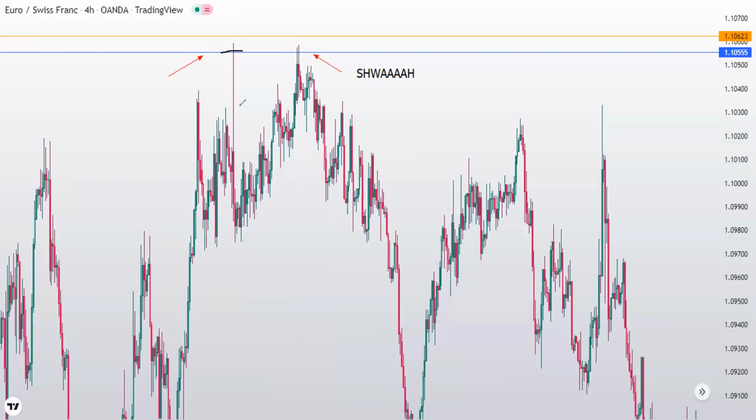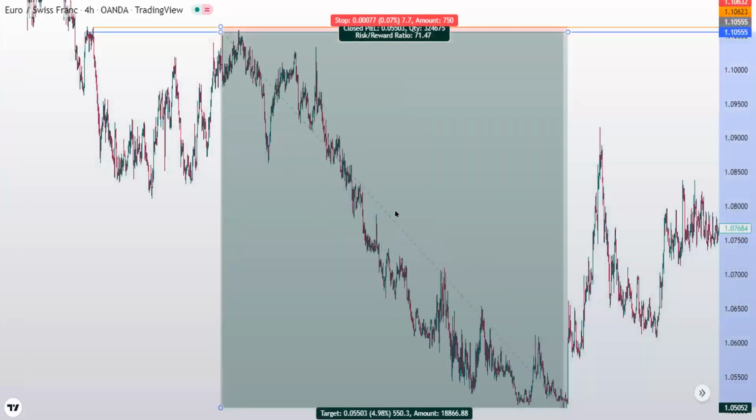When you take your entry, wait for the market to create a new low first. Then you're going to take your stop loss and put it to break even in order to protect your capital. So later on, the market went down almost 550 pips.